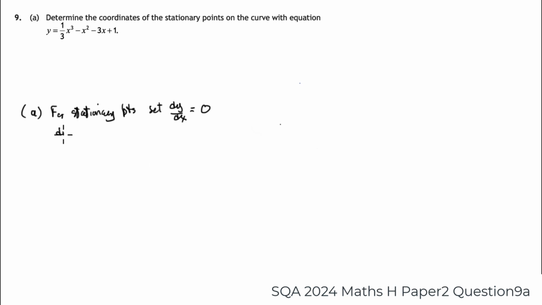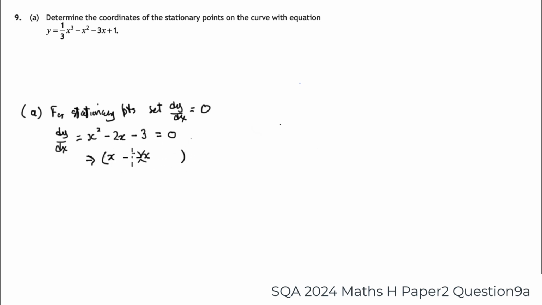Now, in this case, if we differentiate, 3 lots of a third is 1x squared, minus 2x for the x squared term, and minus 3 for the 3x term, and the constant just becomes 0. So there's our gradient. So for the stationary points, we set it equal to 0. And let's factorise that. Fairly straightforward.